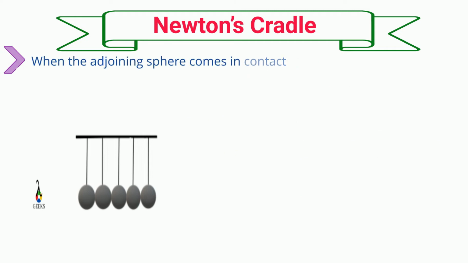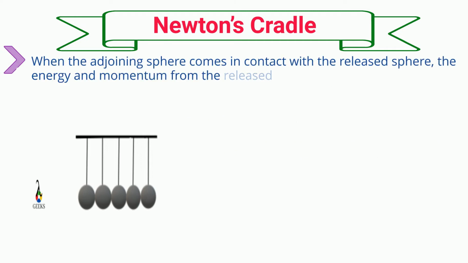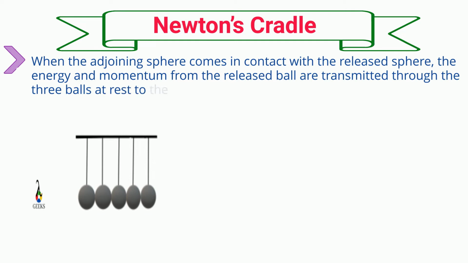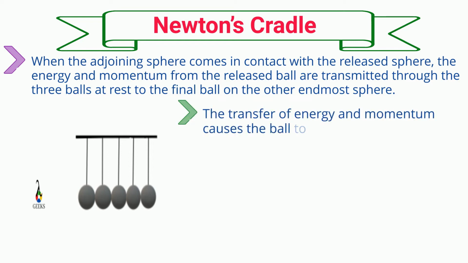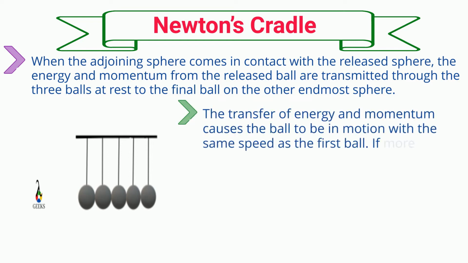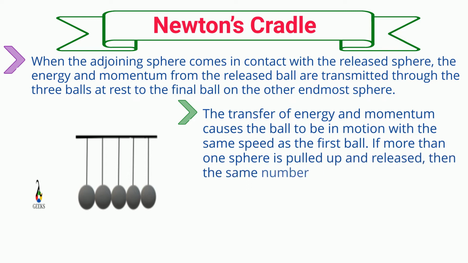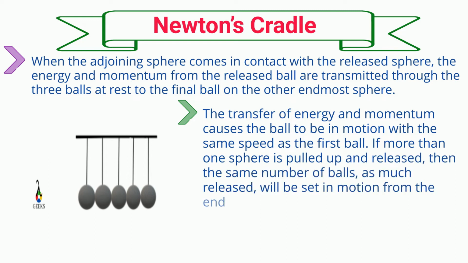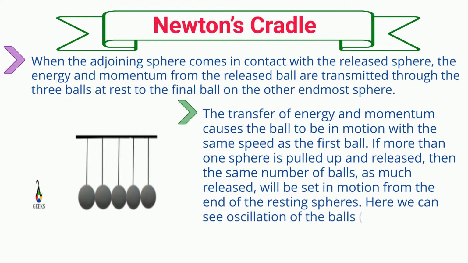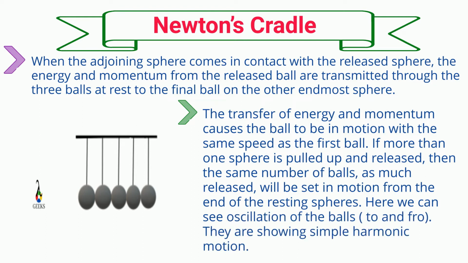When the adjoining sphere comes in contact with the released sphere, the energy and momentum from the released ball are transmitted through the 3 balls at rest to the final ball on the other endmost side. The transfer of energy and momentum causes the ball to be in motion with the same speed as the first ball. If more than one sphere is pulled up and released, then the same number of balls as released will be set in motion from the end of the resting spheres. Here we can see oscillation of the balls to and fro. They are showing simple harmonic motion.